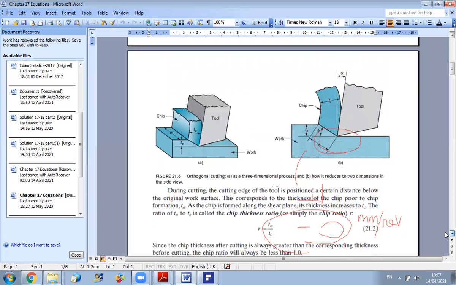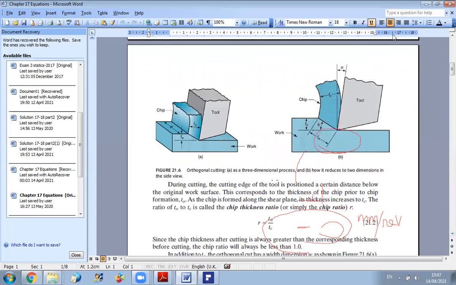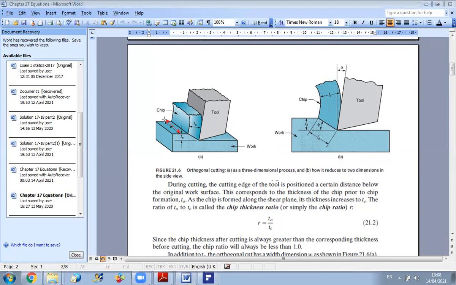The following figure represents the cutting operation. We will see together that in order to model the cutting operation, we will use a 2D model. Here in this figure, you have the orthogonal cutting model. First, you have the three-dimensional process in figure A, and you have the 2D model in figure B. You can see why we can do the 2D analysis: the width factor will not affect the performance, so we can deal with it as a 2D operation.